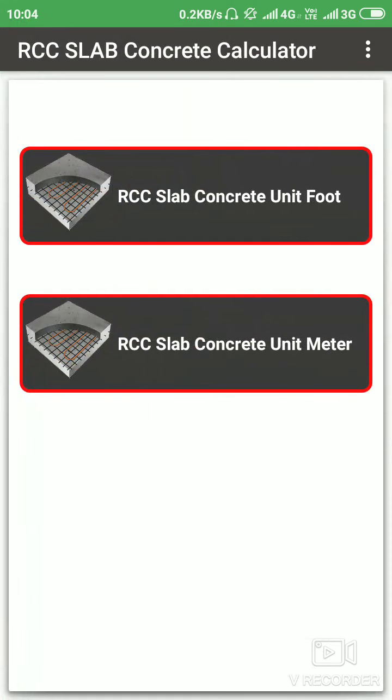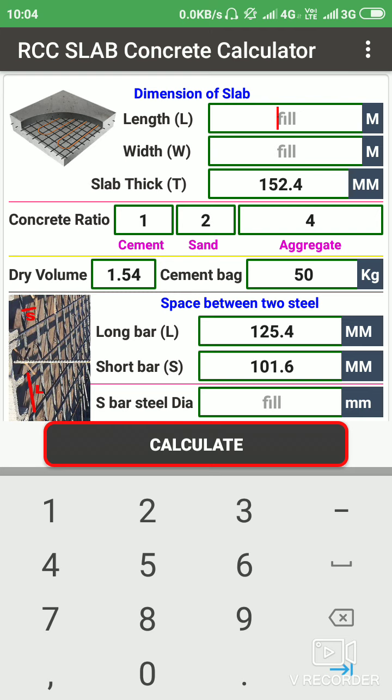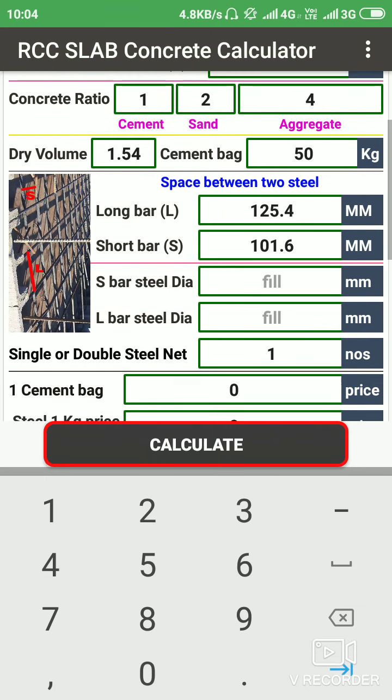Suppose you are doing RCC slab concreting in meter units. For the length of the slab, suppose you put the length of slab as 4 meters and width as 3 meters. 4 meters by 3 meters means a two-way slab. So main reinforcement is placed in both ways. Slab thickness is 150 mm. Suppose the concreting ratio is 1:2:4. Okay, dry volume as it is. For the space between the two bars, you can change it, 130 mm by 120 mm spacing between the two bars.